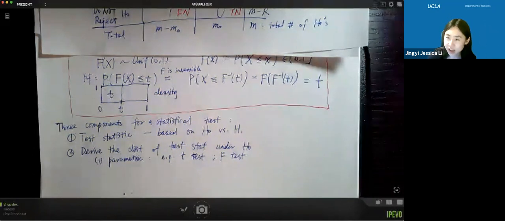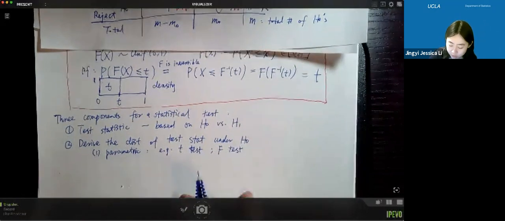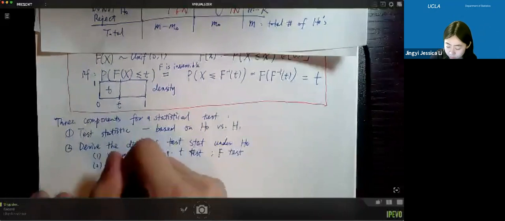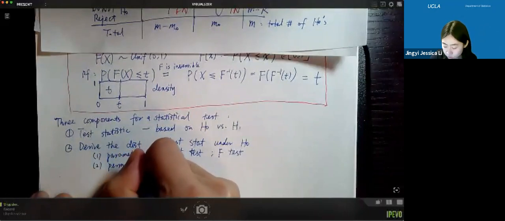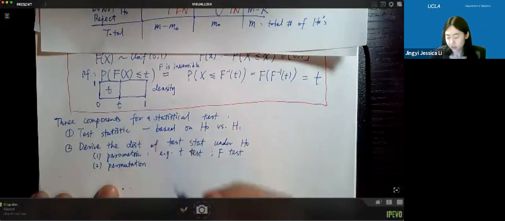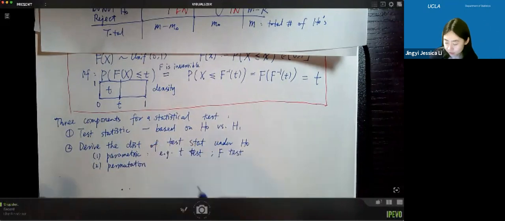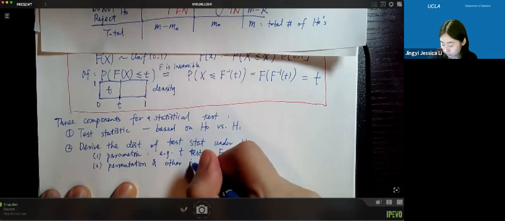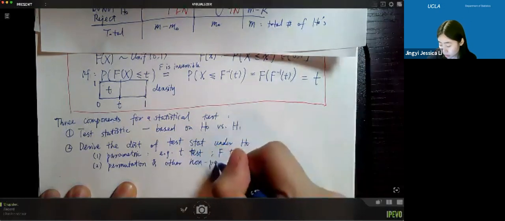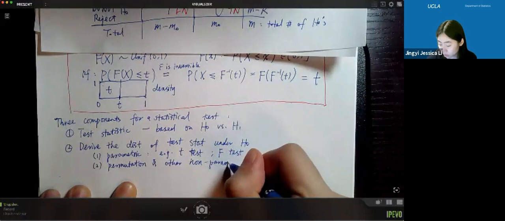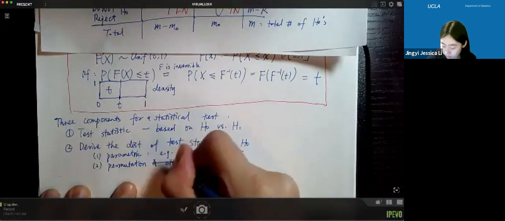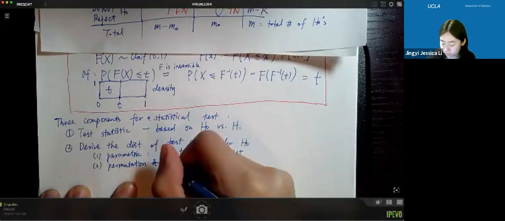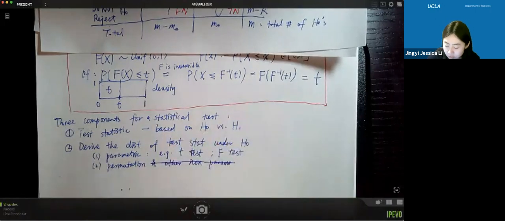But if you do not know how to derive the distribution for a new test statistic, a simple thing we taught you is to do permutation, and other non-parametrics like Wilcoxon. Oh, sorry, I should delete that here because that's related to test statistics. Sorry for the confusion. So permutation is another way for you to derive the null distribution.